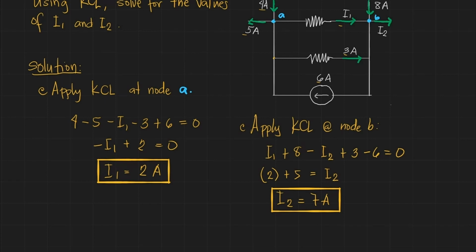Now, we can observe that the values are positive. Ibig sabihin, the direction of the I1 and I2 are actually correct sa diagram natin. So, kung nagkataon na may nag-negative dyan, then therefore, ibig sabihin, baliktad ang direction ng current natin. So, in conclusion, KCL can be used if you are dealing with currents, and KVL can be used when you are dealing with voltages.